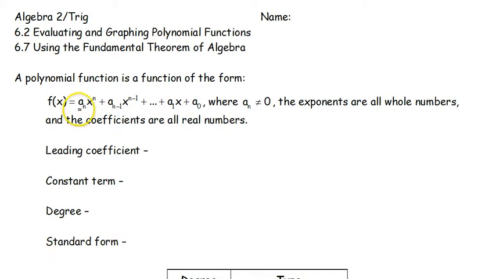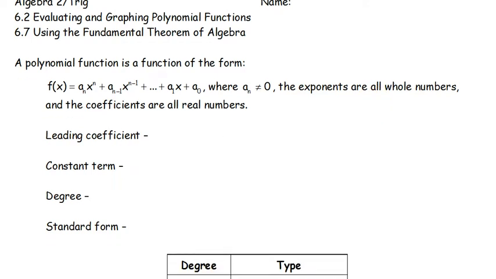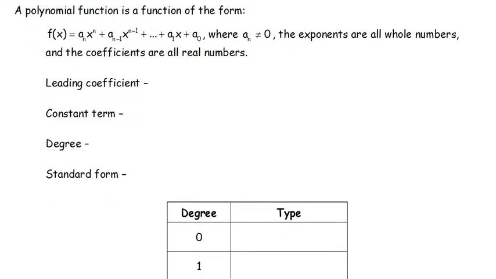And we know that a is the coefficient, x is our variable. When we have it x raised to the n, and then n minus 1, we know that that's going to be in descending order. So if n was 5, this would be 4, and so forth, until we get down to our constant. When you write the general form, the exponents are all whole numbers and all the coefficients are real numbers. So let's get some vocab down.